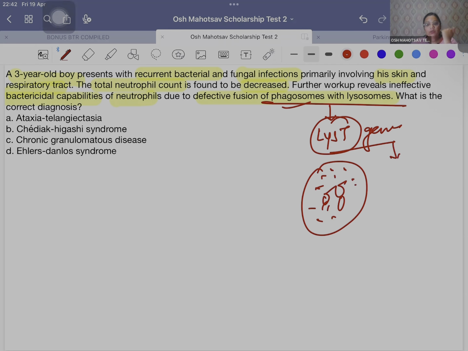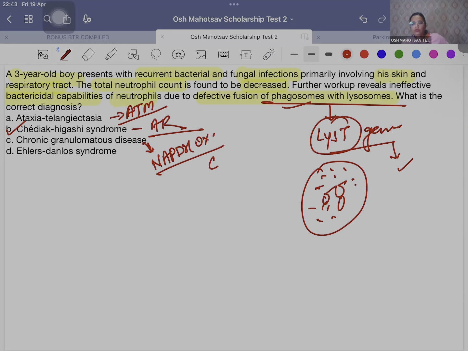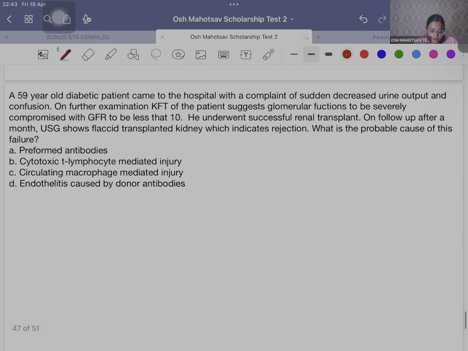Along with that, other lysosome-related bodies are also defective, so the patient can have albinism, all of those things. So the diagnosis will be Chediak-Higashi, which is an autosomal recessive disorder. Why not ataxia telangiectasia? Because they didn't mention anything, and ataxia telangiectasia has a defect in the ATM gene. In chronic granulomatous disease, the defect is NADPH oxidase. In Ehlers-Danlos, this is a collagen defect. So here the answer will be Chediak-Higashi syndrome.